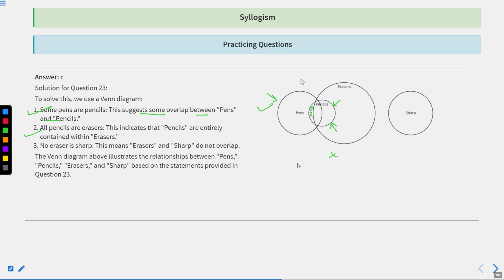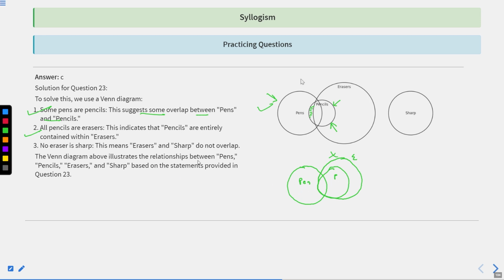So the correct representation of this particular statement would obviously be pens and pencils like this, and then erasers will be like this, where we can say that all the pencils are now within erasers. This is erasers, this is pencils, and this is pen.